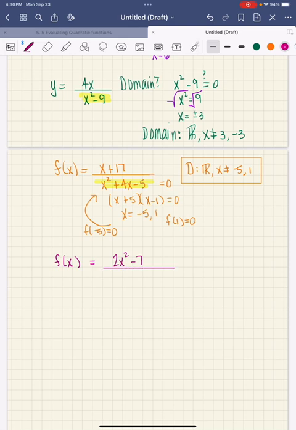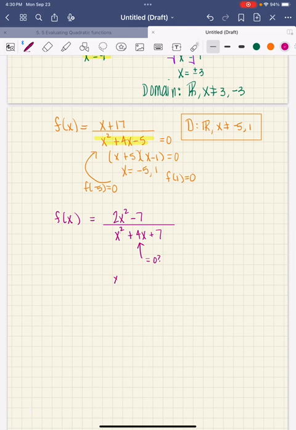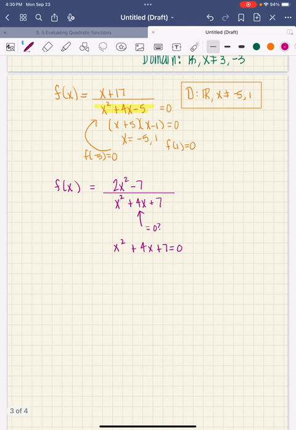Over something like x squared plus 4x plus 7. So again, what I care about is where the denominator equals 0. Well, when you go to solve that, you're going to say x squared plus 4x plus 7 equals 0. And to my knowledge, it cannot be factored. So unfortunately, you're going to have to use the quadratic formula.